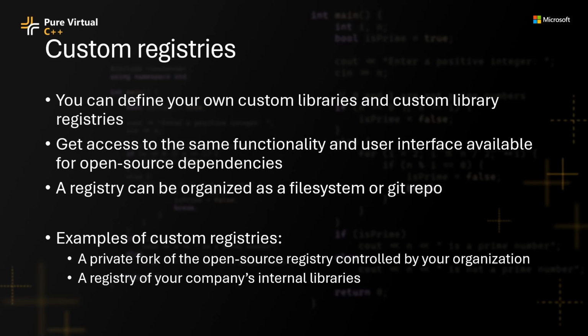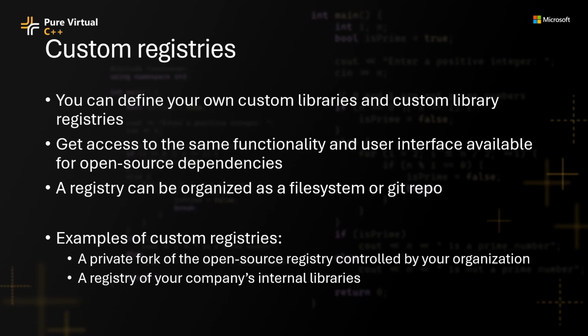I mentioned earlier that vcpkg comes with a large open source registry of libraries, but you can also define your own custom registries for other libraries. This works fundamentally the same way as the open source registry. For instance, you can set up a registry as a Git repo and take advantage of the versioning and manifest features that vcpkg provides. A registry can also be configured as a basic file system.